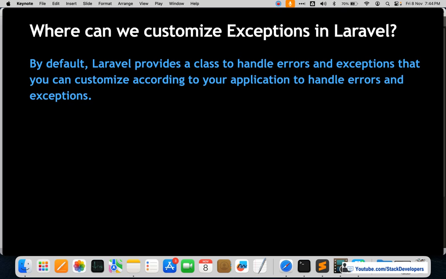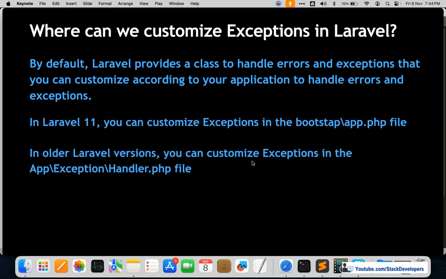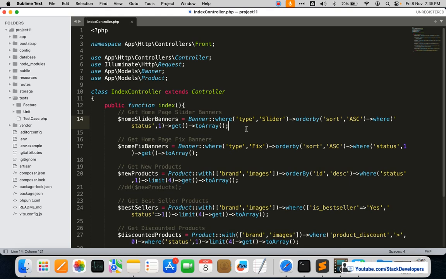By default, Laravel provides a class to handle errors and exceptions that you can customize according to your application. In Laravel 11, you can customize exceptions in the bootstrap app.php file, and in older Laravel versions, you can customize exceptions in the handler.php file. I'm going to show you in our Laravel 11 project.